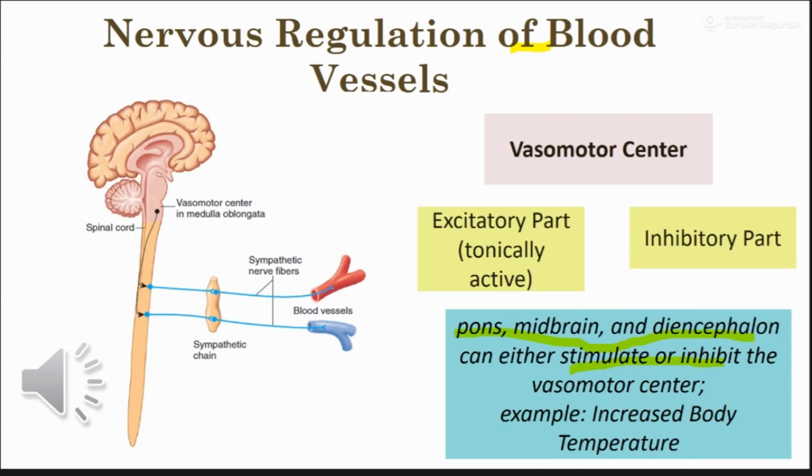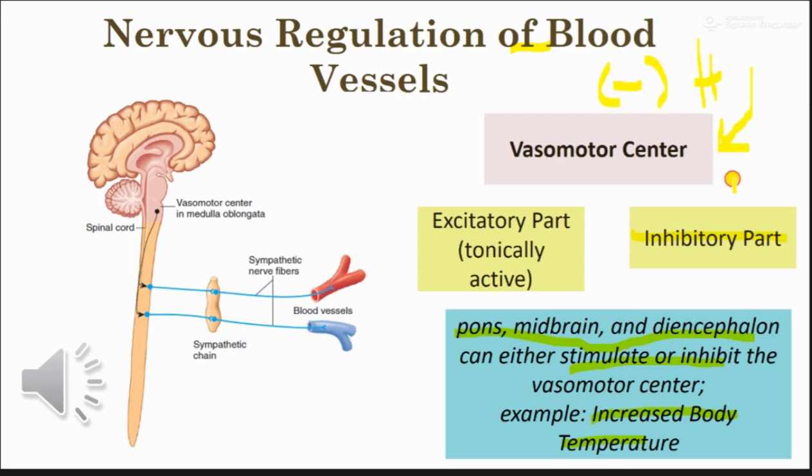For example, there is increased body temperature, so it's very hot in the Philippines. So what will happen in our body? The hypothalamus will detect that increased body temperature. So your hypothalamus will inhibit your vasomotor center. So this is the inhibitory part. Again, your hypothalamus will inhibit your vasomotor center. So it's like negative, inhibit.